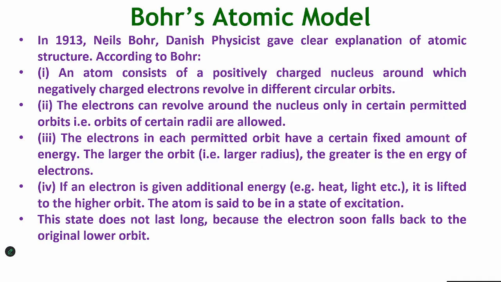The greater the energy of the electron, the larger the radius. Suppose you apply some external energy to the electron, what will this electron do? The electron will be lifted to a higher orbit. That is what we call the state of excitation. After some time, it will come back to its normal state.